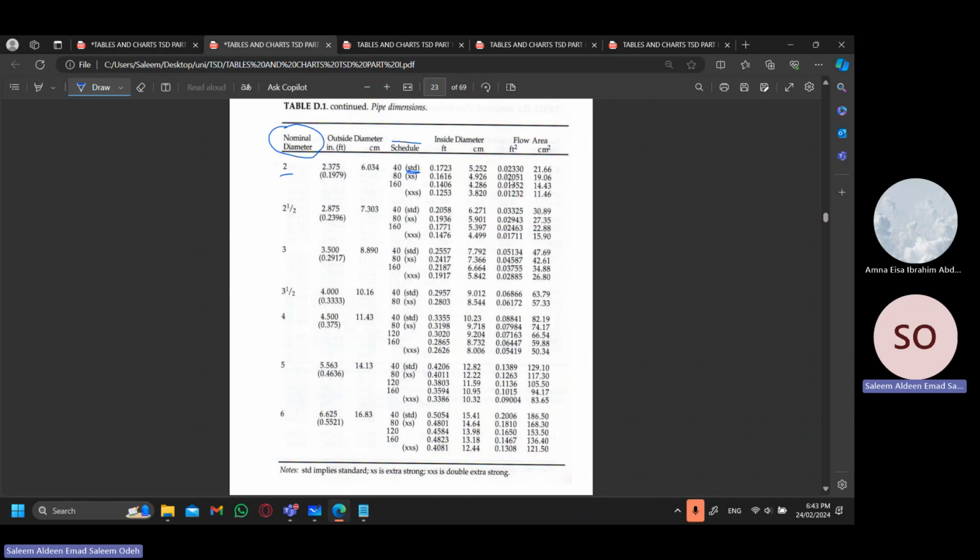Now, in this table, we're able to find the inside diameter in centimeters and the flow area in centimeters squared. We can also find it in feet and feet squared, but in the question, it's easier to just use the same units.